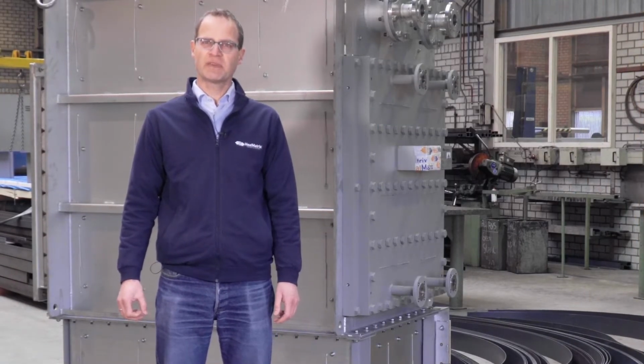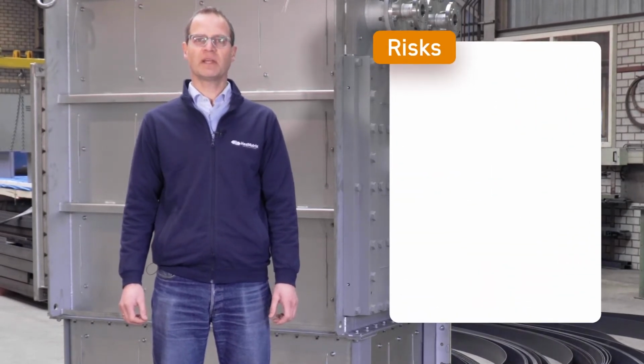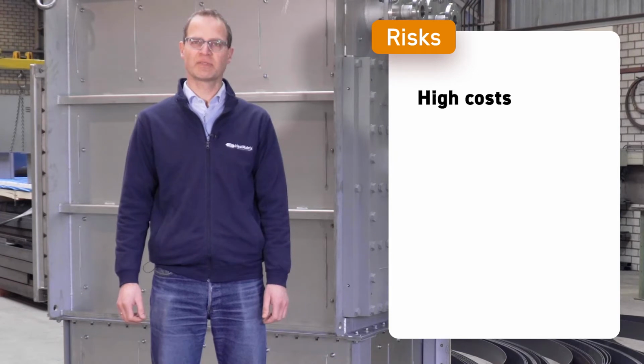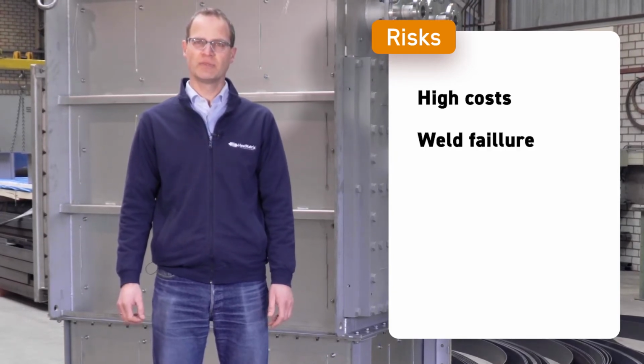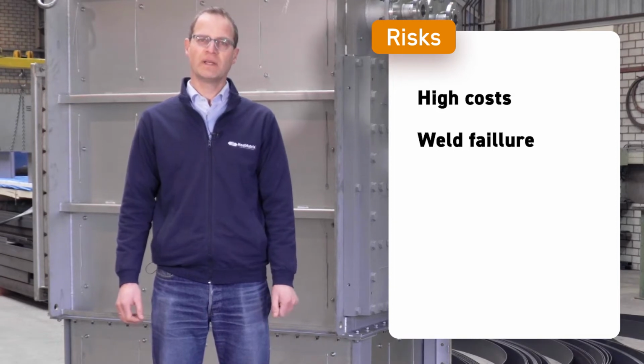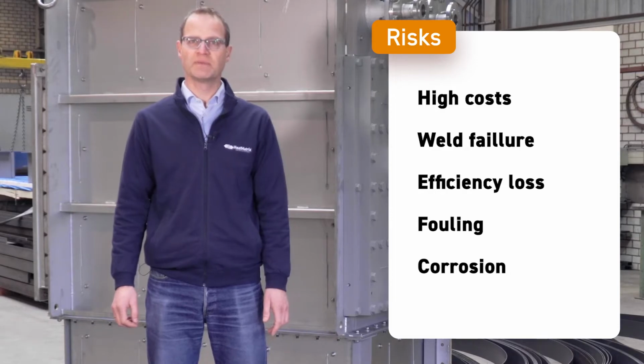It's crucial to define the right economizer specifications for the situation it will be operating in. If not done correctly, this will lead to higher maintenance costs. This can be caused, for example, by failure of welds due to thermal stresses, or it can lead to efficiency loss caused by fouling and/or corrosion.